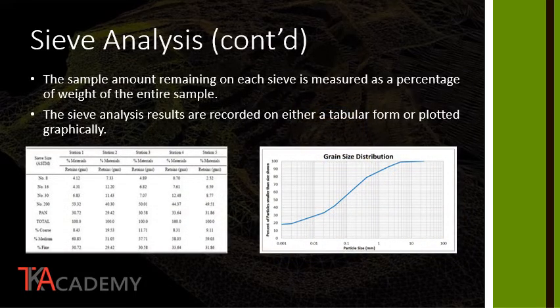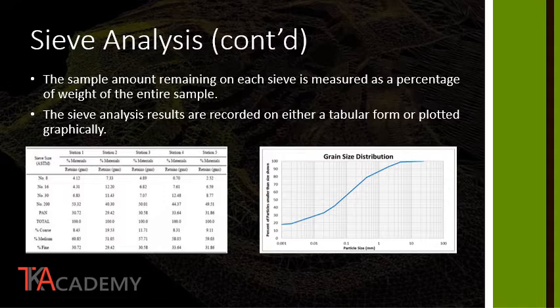When the sieve analysis is complete, each sieve is taken and the amount of soil sample that is retained on each sieve is measured as a percentage of the total weight of the entire sample. The results of the sieve analysis are recorded on either a tabular form or plotted graphically.